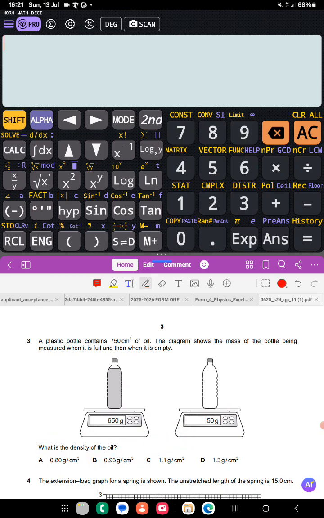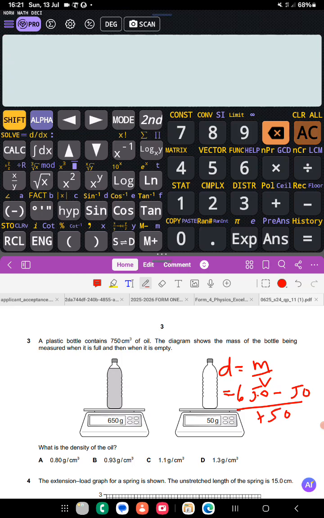Now remember that the density of a substance is equal to its mass divided by volume. So in this case, we need to know the mass of the oil only. To find the mass of the oil only, we must subtract the mass of the bottle only from the mass of the oil and bottle. So in this case, it will be 650 minus 50. Then we divide this by the volume, which is 750.